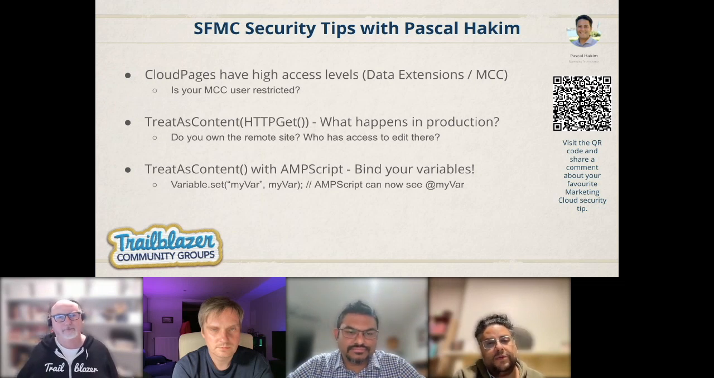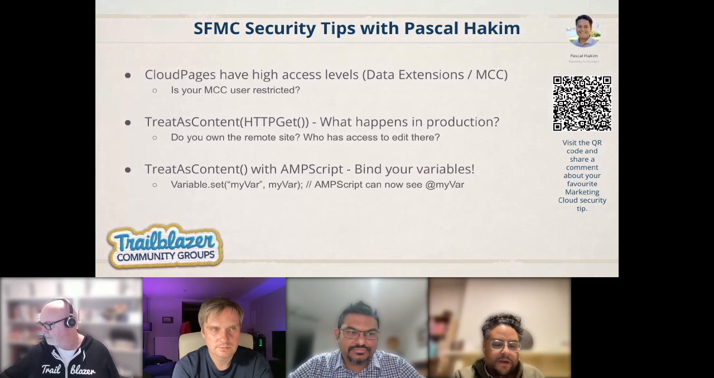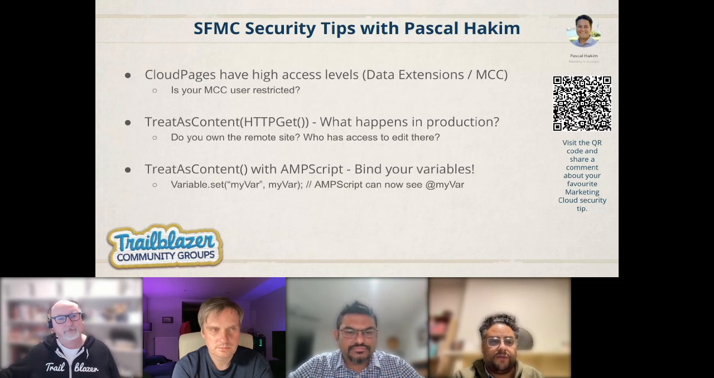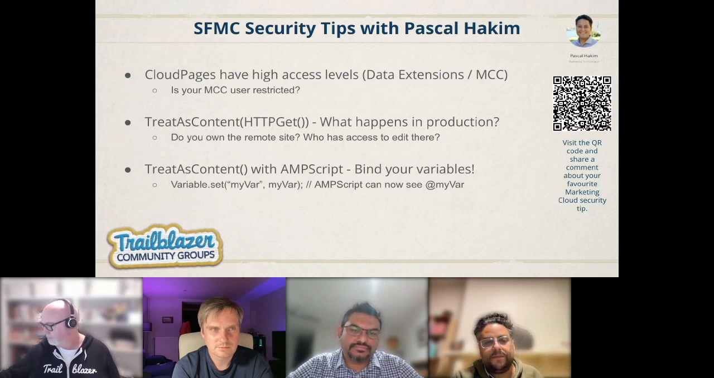My last tip is something I've seen a couple of times now, which I find really scary. If you want to write to Salesforce through the Salesforce connector from a cloud page, the way the majority of people do this is they use a treat as content block, and they have some AMPscript in there, because AMPscript helps you connect to Marketing Cloud Connect. Right? It lets you write to the Salesforce objects. And so very often people have a bit of code generated AMPscript in their SSJS, which they then call through treat as content. If you do this, you must bind your variables.